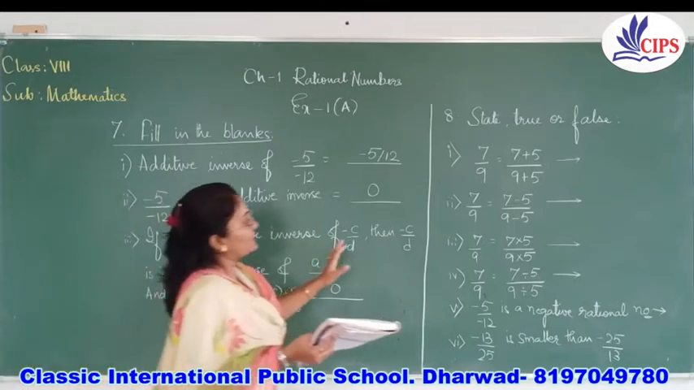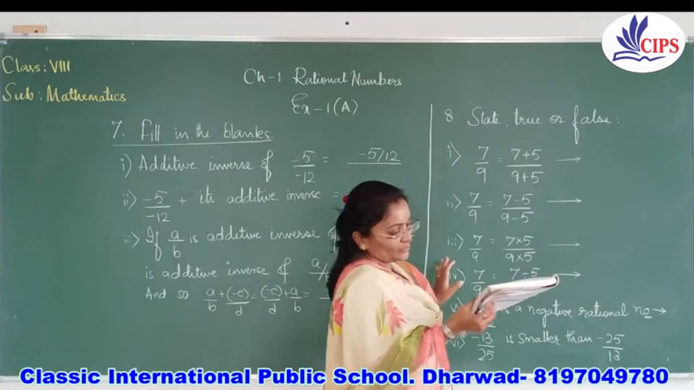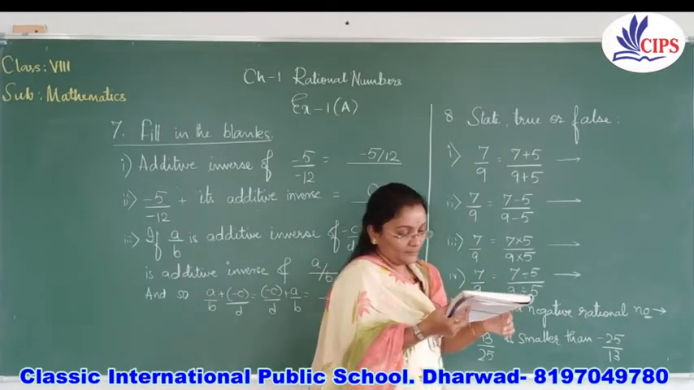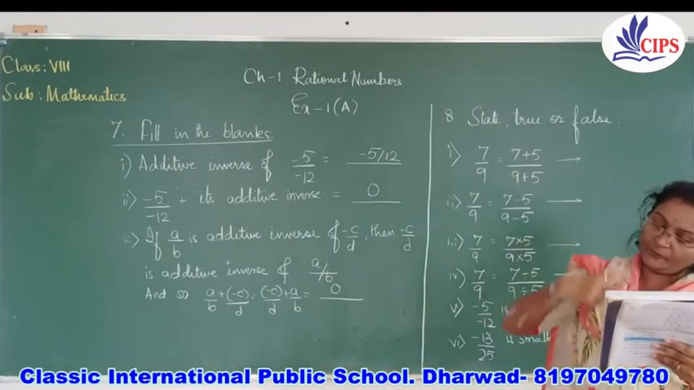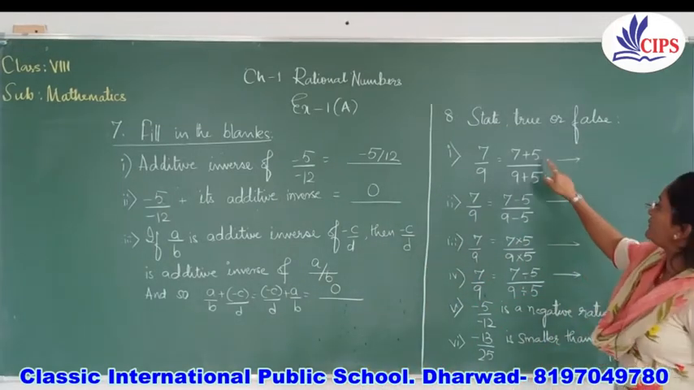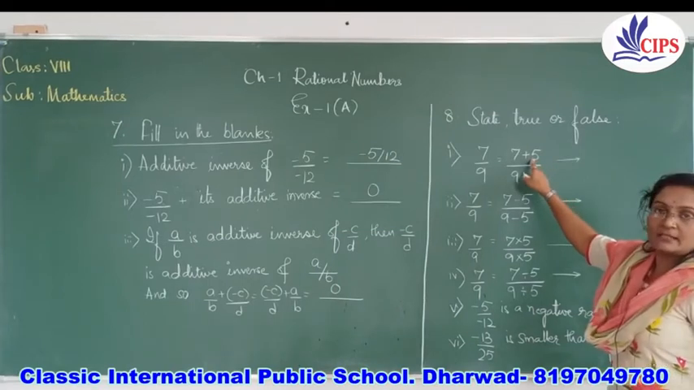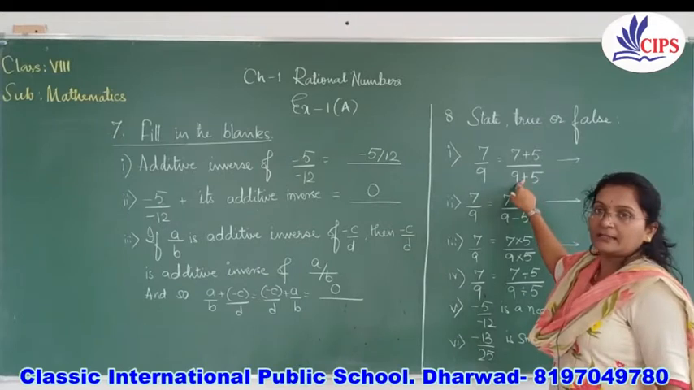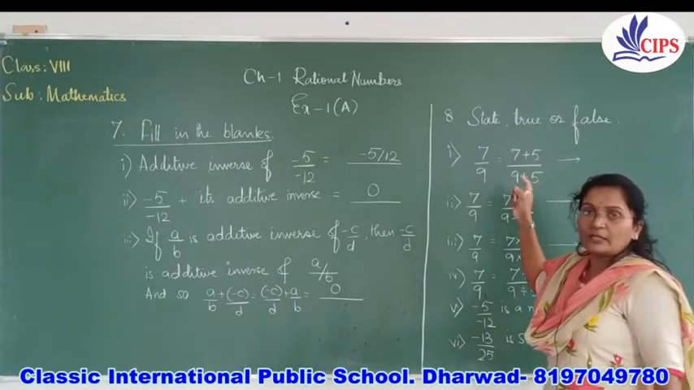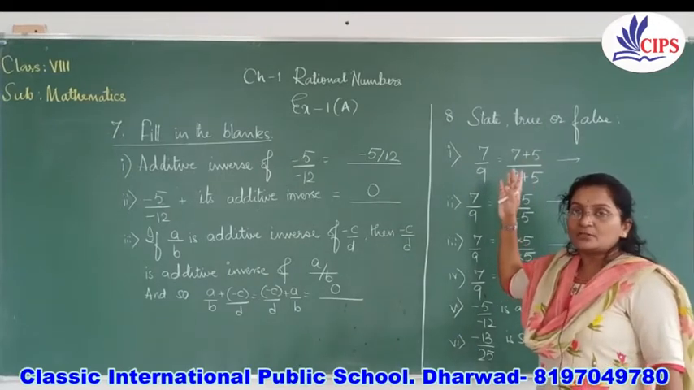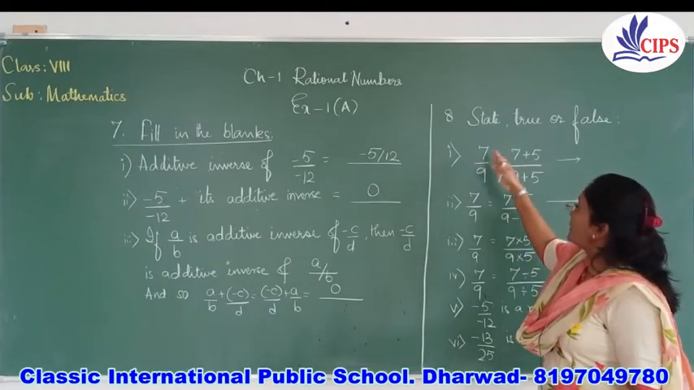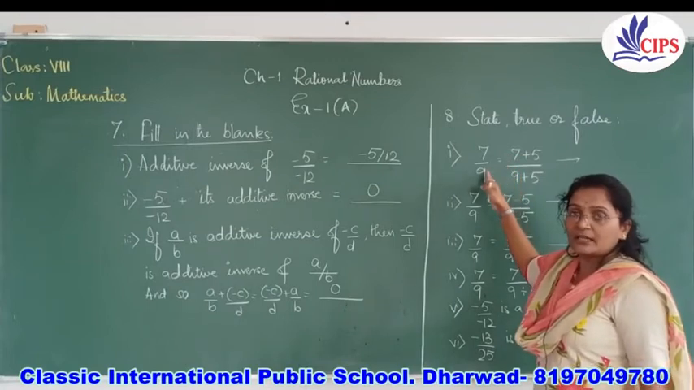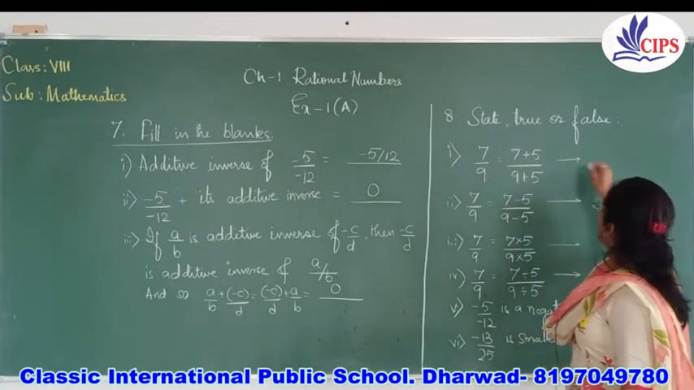So we'll go for the 8th main, true or false. Here they have asked you to state true or false, and they have given you some numbers, that is 7 by 9. For 7 by 9, both for the numerator and denominator, they have added 5. When you add 7 and 5, you get 12, and 9 and 5, you get 14. So 12 and 14, when you simplify, you get 6 by 7, which is not equal to 7 by 9. Both the sides you have to get the answer same. We are not getting it, so the statement is false.